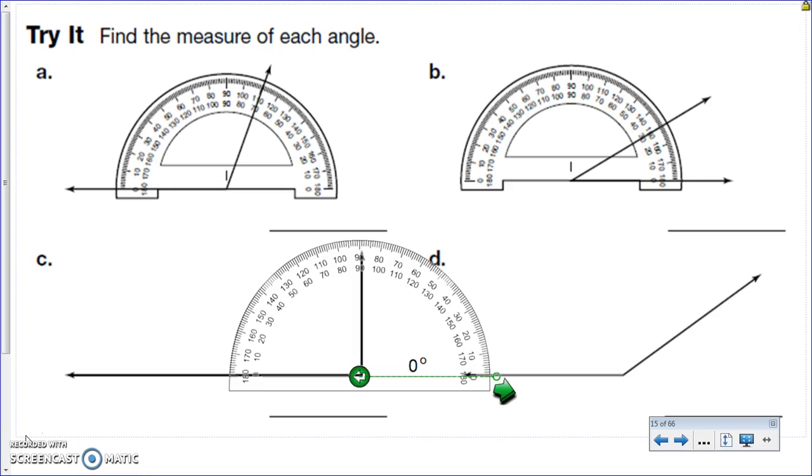So we're going to start with A here, and you can see they've lined up the bottom line of the protractor with the 0. They have the vertex in the middle, and then we just measure the gap. We know the 0 and the bottom of this angle are on the left side, so we're going to use the outside set of numbers. So if we follow it around, we can measure the angle at 110 degrees.